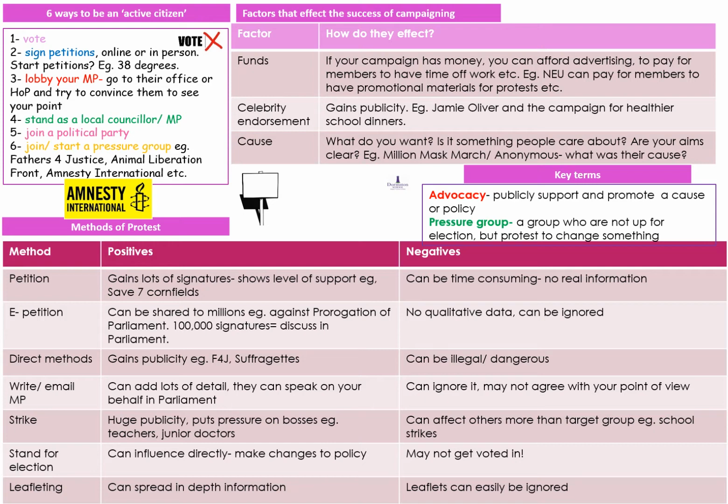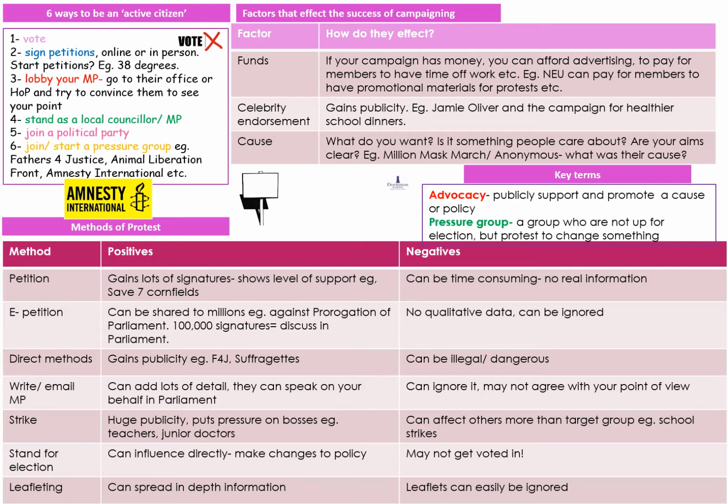You could also join a political party. Even at your age, you guys can join the youth version of your political party. And you can also join or start a pressure group. Anything that you want to do, you can. Remember, with pressure groups, they are brilliant because it's a huge part of being in a democracy that you can act out your protests, that you can campaign, you can get things changed.